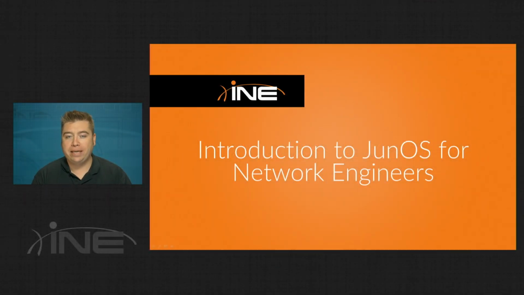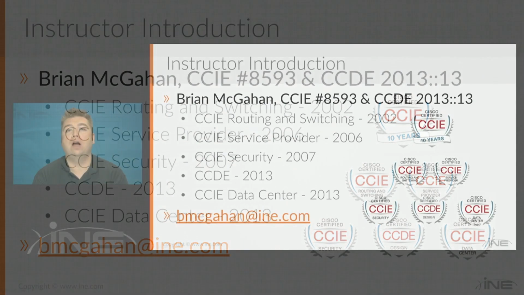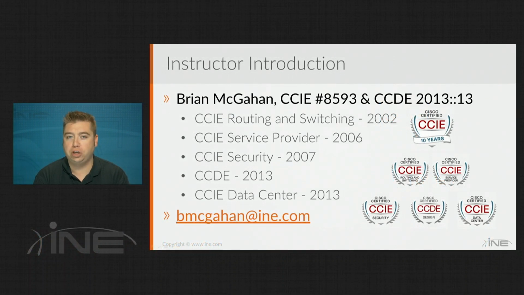My name is Brian McGann and I'm going to be the instructor for this particular class. For those of you that have not attended any classes with me before, I am primarily a Cisco engineer, being a 4-time CCIE in routing and switching, service provider security, and data center, as well as a Cisco Certified Design Expert. Of course, in this class, we're going to be focusing on Juniper JunOS, but we're also going to be talking about interoperability with Cisco IOS and other variations of Cisco IOS XR, Catalyst IOS, and so on.